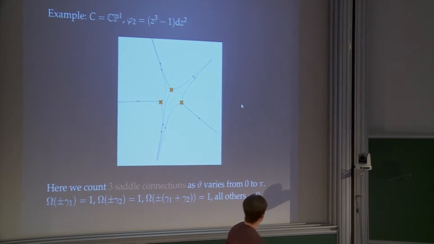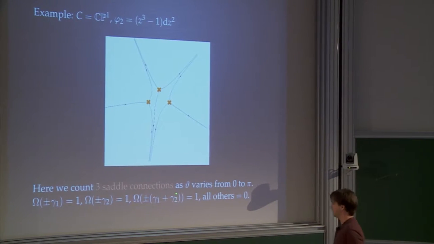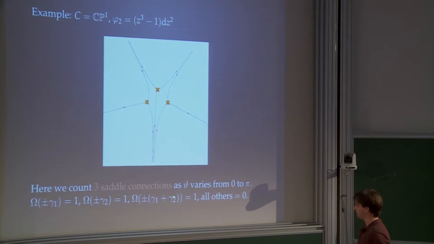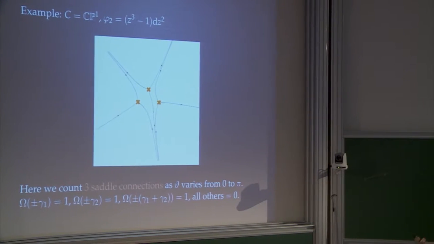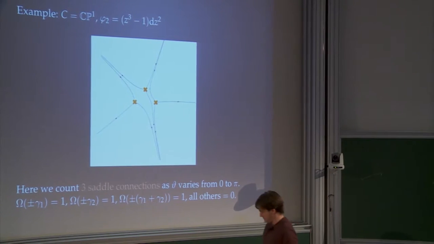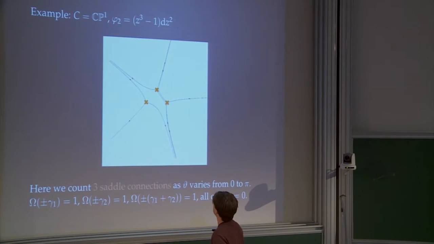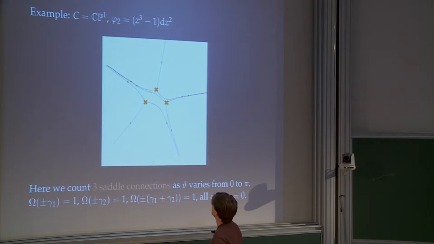And so concretely, one of these invariants has jumped. The invariant which has jumped is this third one, omega of gamma 1 plus gamma 2, which used to be 0, and now it's 1. So that's the picture.